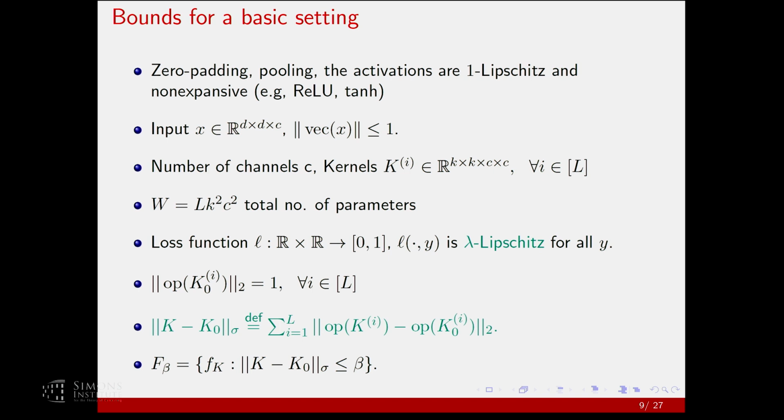Please take a look at this value that I've mentioned here. So we define the distance to initialization here as the sum over all the layers of the spectral norm of the difference of the operator matrix to its initialization. Note the difference between this value and earlier results, where the distance earlier works looked at was a product over all the layers. Here we are looking at distance to initialization as a sum over all the layers. And the set of functions we are interested in is the set of functions where this distance to initialization, defined this way, is bounded by some value beta.